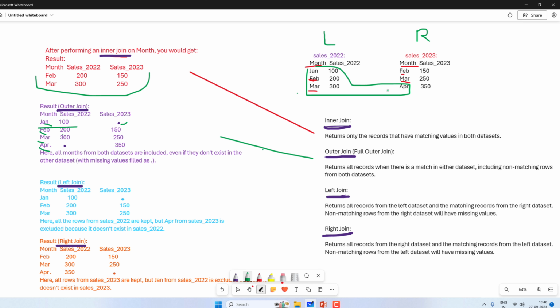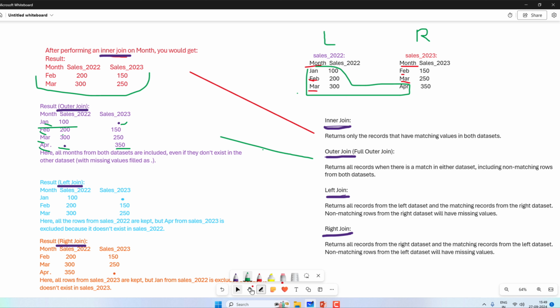And when coming to April, it is present in 2023 as 350. So it was given as 2023, and it is absent in 2022, so it was given as a full stop. So here all months from both data sets are included even if they don't exist in the other data set, and it indicates missing values by filling them with a full stop.